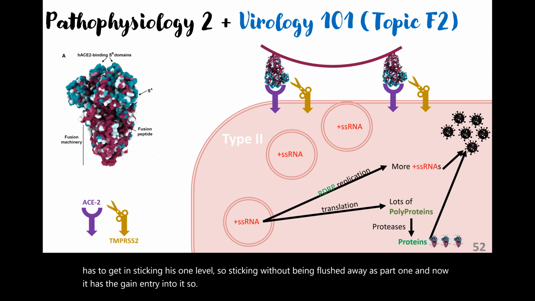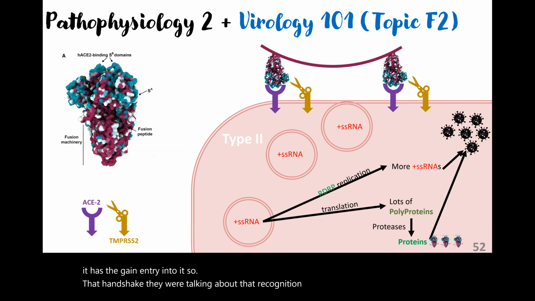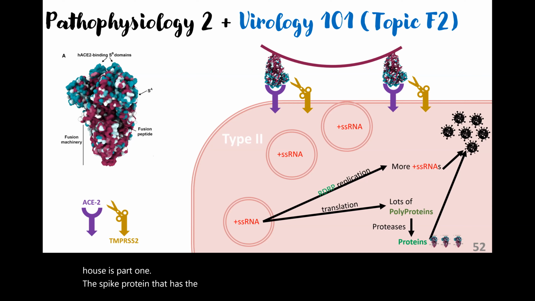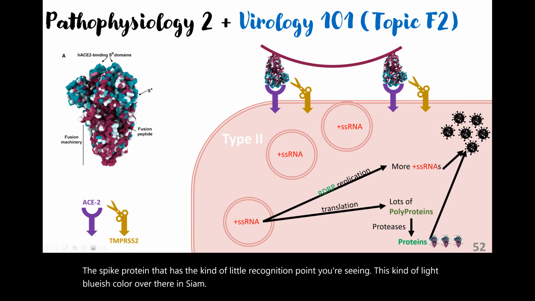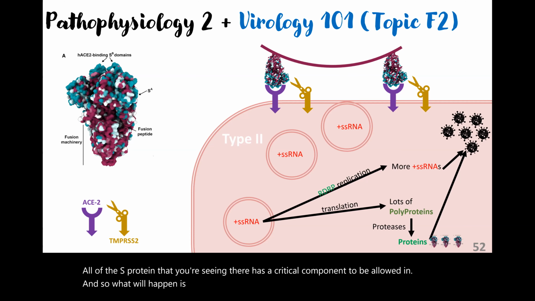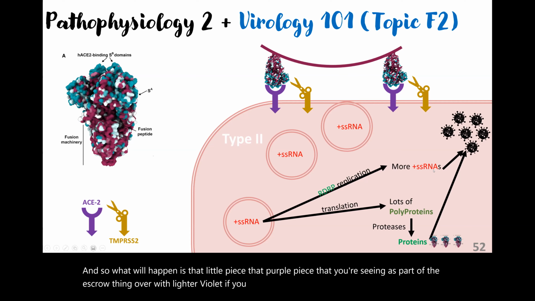So that handshake that we were talking about, that recognition that occurs between the virus and the host, is part one. Now, the spike protein has the little recognition point, you're seeing this light bluish, cyan color over there, that's what recognizes our ACE2 protein. Now, that's how it's going to get in. But interestingly enough, the other portion of the S protein that you're seeing there has a critical component to be allowed in. And so what will happen is that that purple piece that you're seeing as part of the S protein, a little bit lighter violet, if you will, needs to be cut, trimmed off so that it can gain entry into the cell.